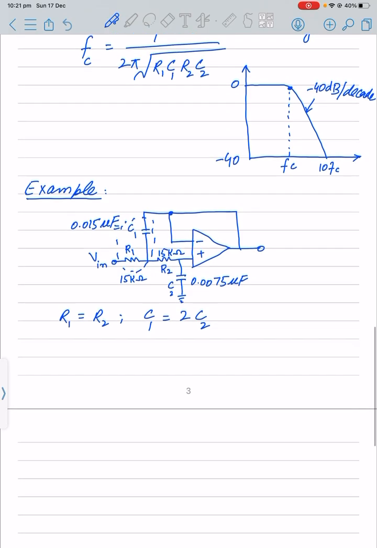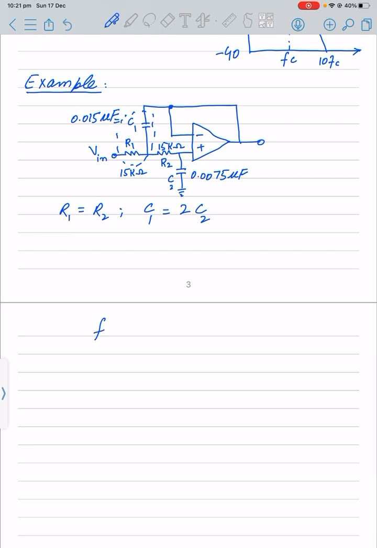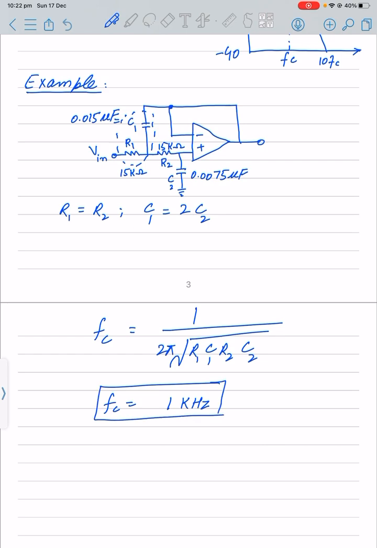So that's the condition for this, and let's see what would be the corner frequency for this one. We know that the corner frequency for the second order is 1 divided by 2 pi square root of R1, C1, R2 and C2, and then after inputting the values we will be getting a corner frequency of around 1 kilohertz. You can check it later by performing the calculations. I have just performed them. So we get a corner frequency of 1 kilohertz for this specific second order filter.